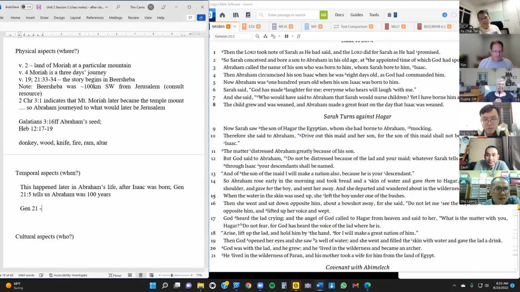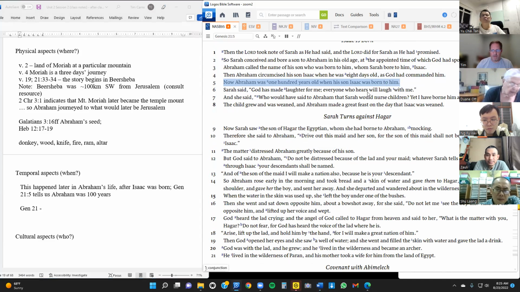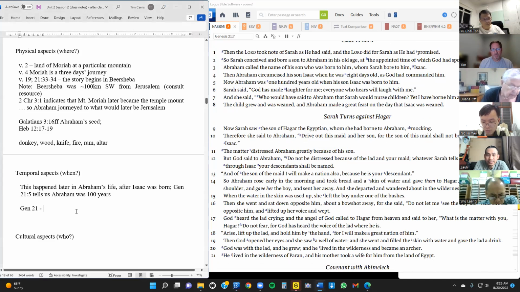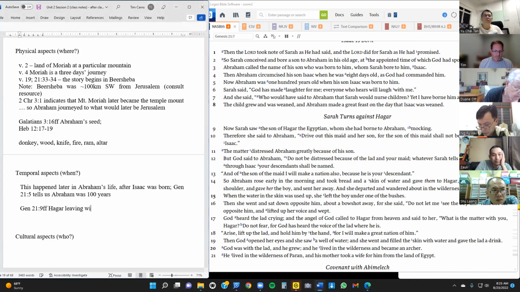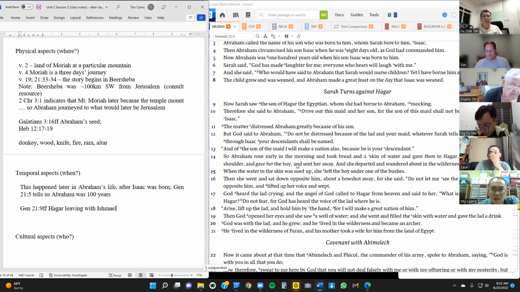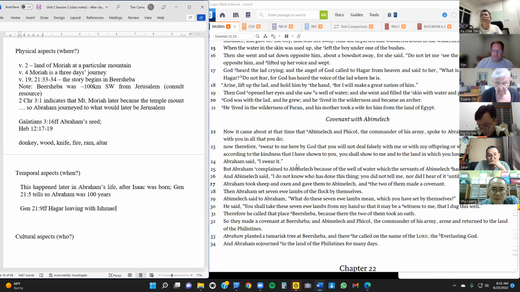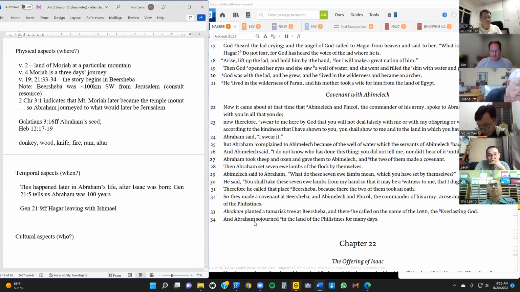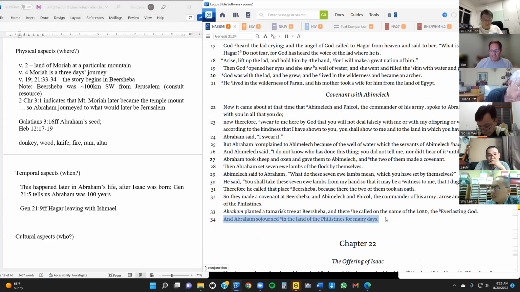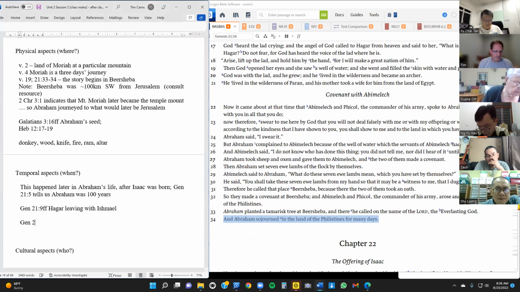Yes, good. So Genesis 21 is where we learn Abraham was 100 years old when Isaac was born. And then, of course, we have the account of Hagar leaving with Ishmael. So when we get to chapter 22, they are gone. And it says that Abraham sojourned in the land in Beersheba for many days. That typically means on the order of years. So Genesis 21:34, many days, could be months, but also could be years.